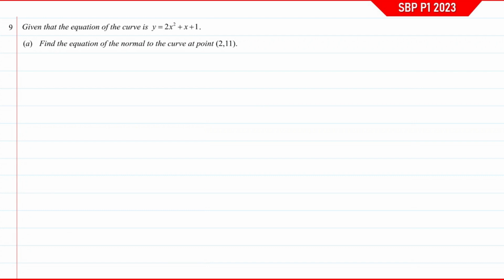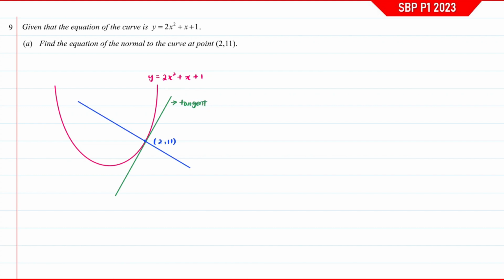Question number 9. Given that the equation of the curve is y equal to 2x squared plus x plus 1. A. Find the equation of the normal to the curve at the point (2, 11). So this equation is a quadratic equation with a equal to 2, which is greater than 0. So let's say this is the curve and the point (2, 11) is here. Then this green straight line which touches the point (2, 11) will be the tangent. Then this blue straight line which is perpendicular to the tangent will be the normal.